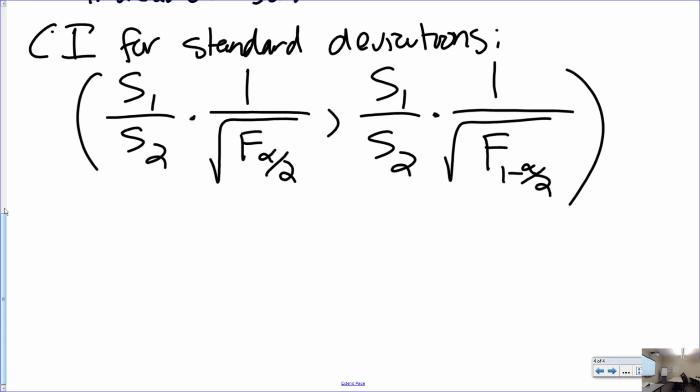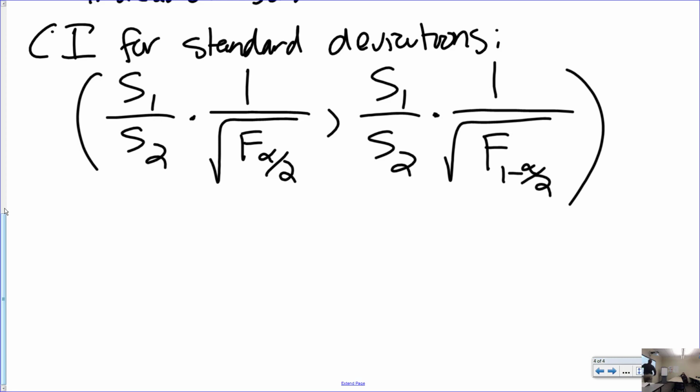And the idea is that somewhere within this range will be the true quotient of the population standard deviations. Again, you're looking for numbers that are more or less than 1. If both of these numbers are less than 1, then you can say that S1 is less than S2. If both of these numbers are greater than 1, then you can say that S1 is greater than S2, because that's how 1 and less than 1 work, right? We know your division algebra to some degree.